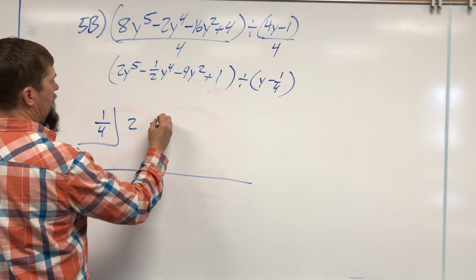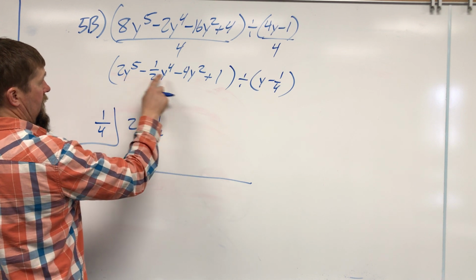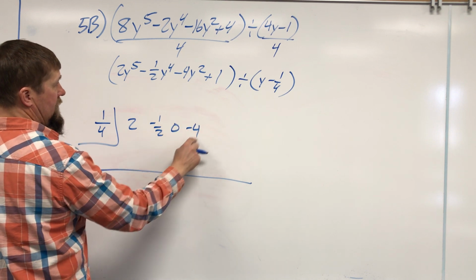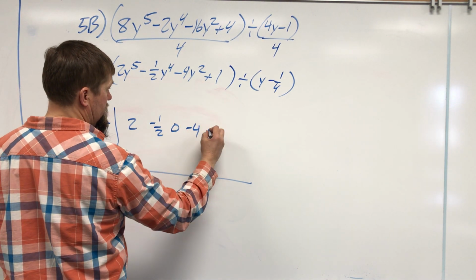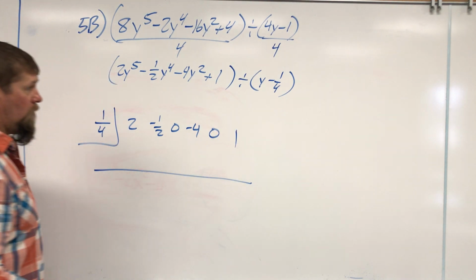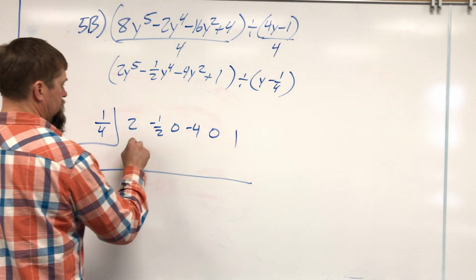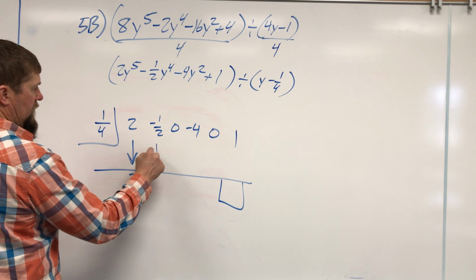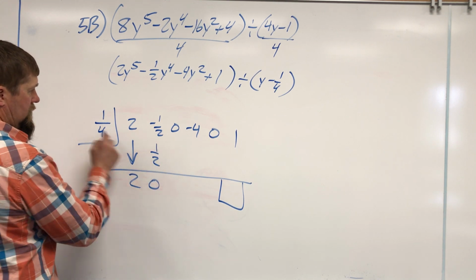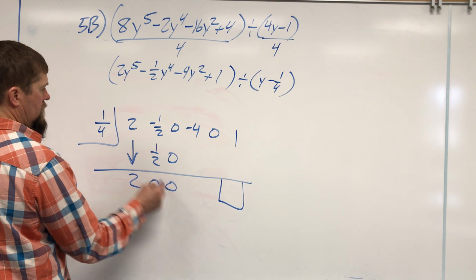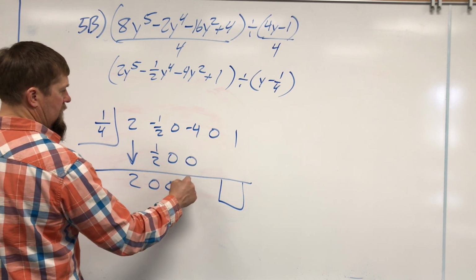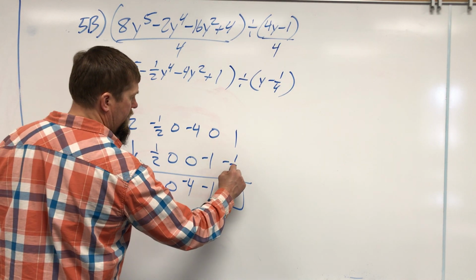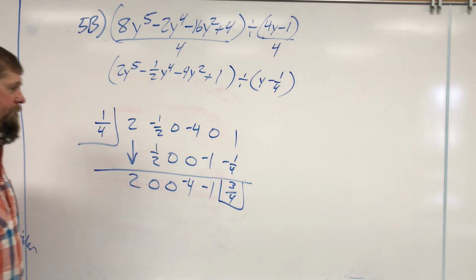I get 2, negative 1/2. I'm missing the cubic, so that's 0. I have negative 4 for my quadratic. I'm missing the y to the first term, so that's 0. And then I put in 1. Drop the 2, gives me 1/2. That's 0, 0, 0, 0, negative 4, negative 1, negative 1, negative 1/4, and 3/4.